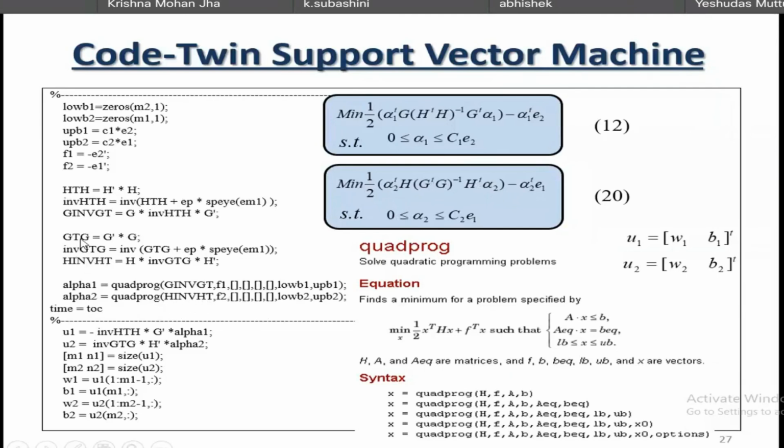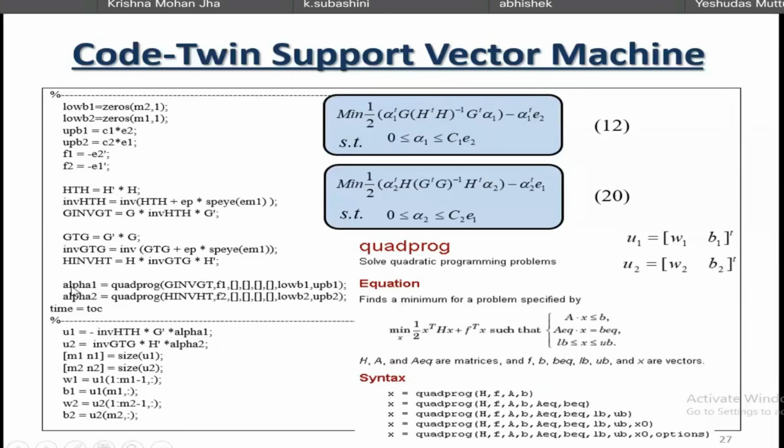So here G transpose G you can write as it is. Okay, so inverse of G transpose is the inverse of G transpose. Why are you using this one? Because sometimes this inverse may not exist. So in that case, to handle those things, we have to add some delta terms here, such that we are able to handle the inverse. Okay, and this H inverse H transpose you can write in this particular way.